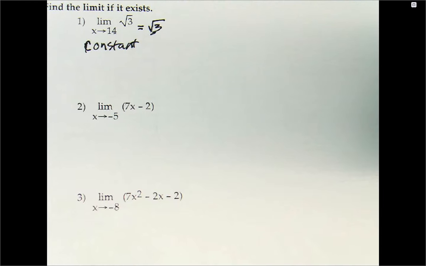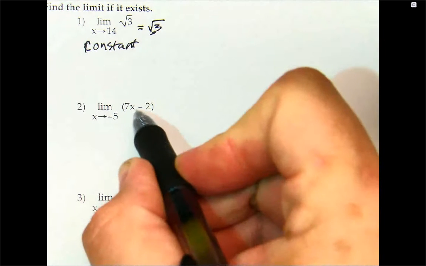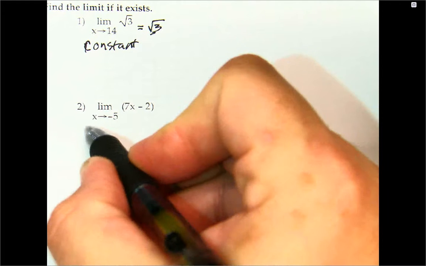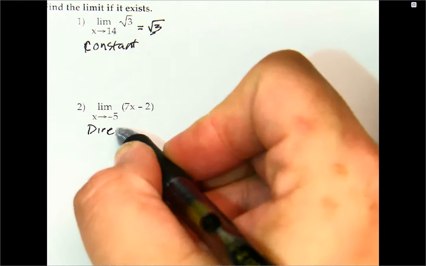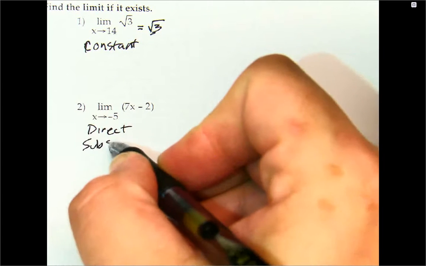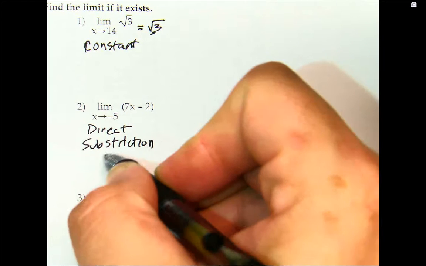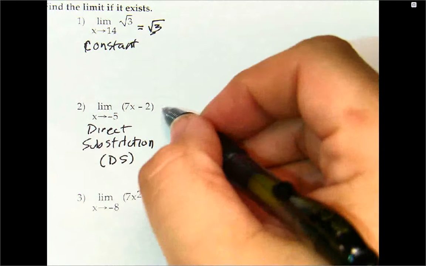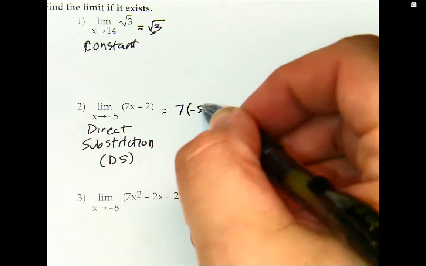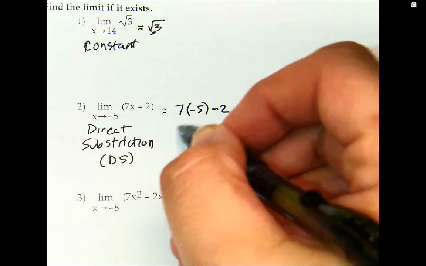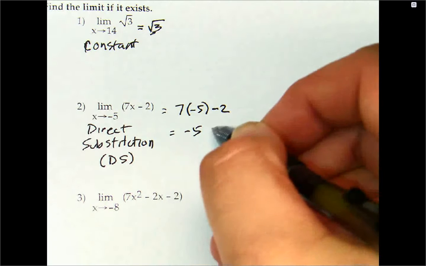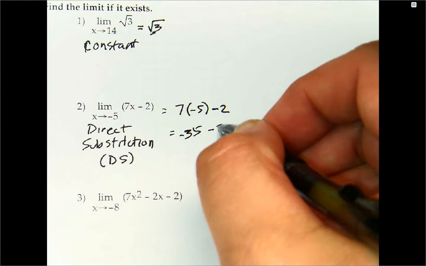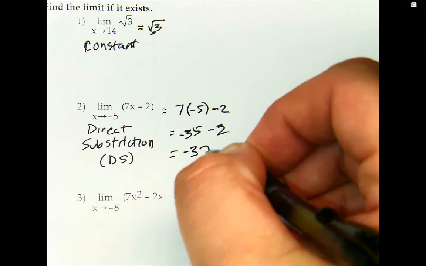Since there are no problems as far as discontinuities or anything like that, we could do direct substitution, which I'll abbreviate DS from now on. So it's 7 times negative 5 minus 2, which would be negative 35 minus 2, which is negative 37.